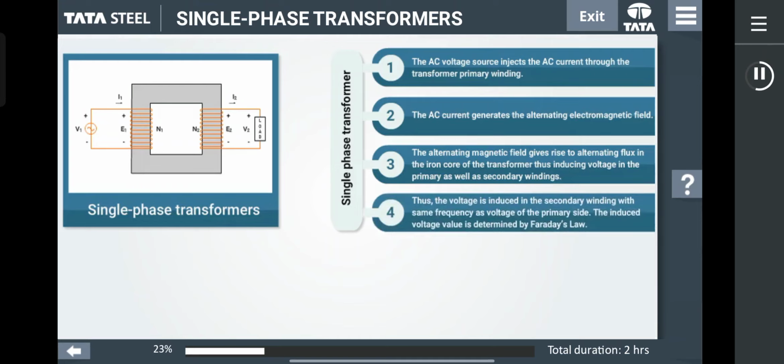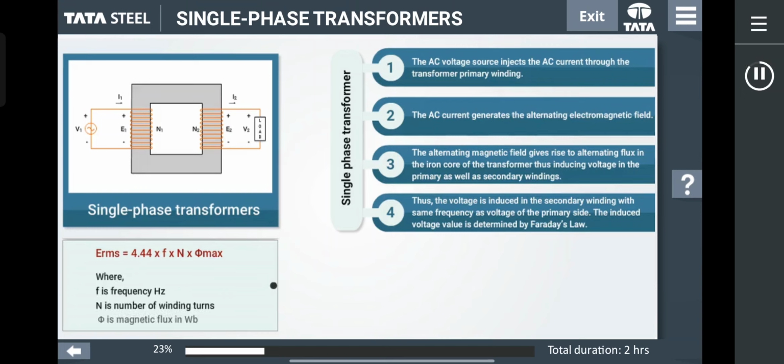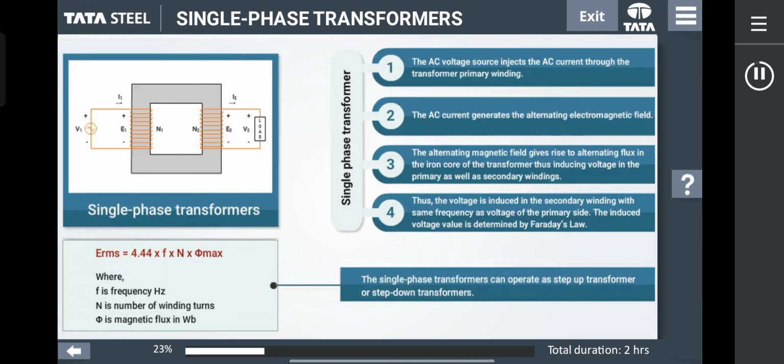Thus, the voltage is induced in the secondary winding with same frequency as voltage of the primary side. The induced voltage value is determined by Faraday's law. E_RMS equals 4.44 × f × N × phi_max, where f is frequency in hertz, N is number of winding turns, and phi is magnetic flux in Wb. The single-phase transformers can operate as step-up transformers or step-down transformers.